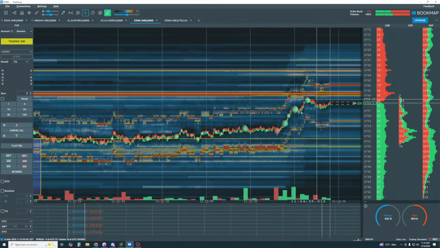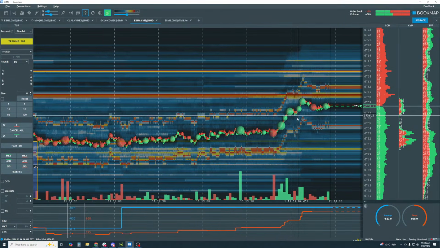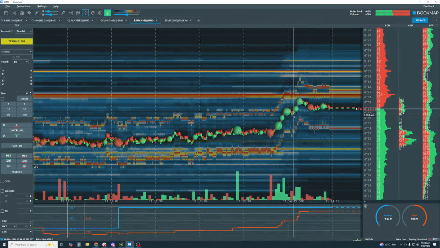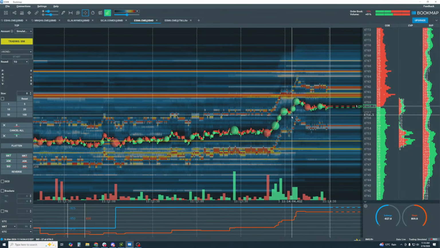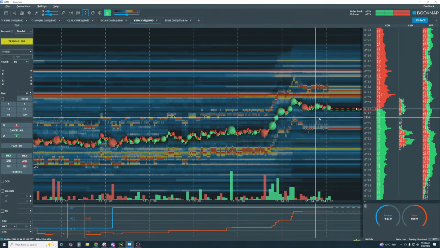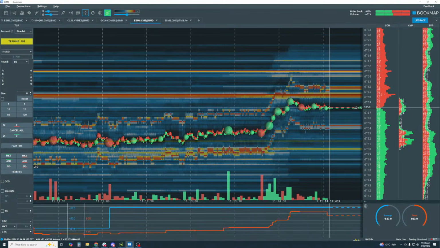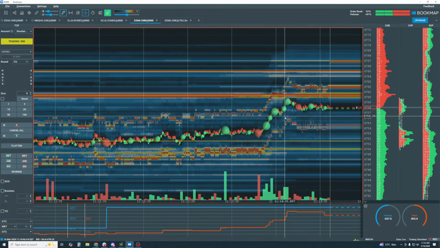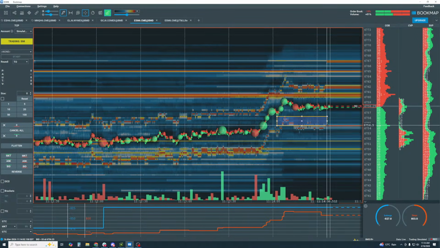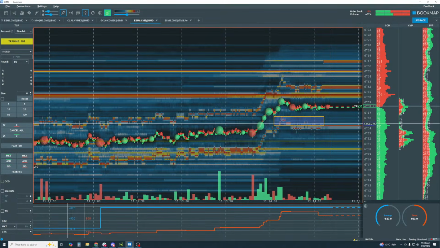Let's just see if we can get a pullback into right here. See this little structure here? Just looking for a pullback to there, and then let's see it reject, and let's see buyers come back in. That's what I'd be looking for in here. Here's our low volume node right in here.